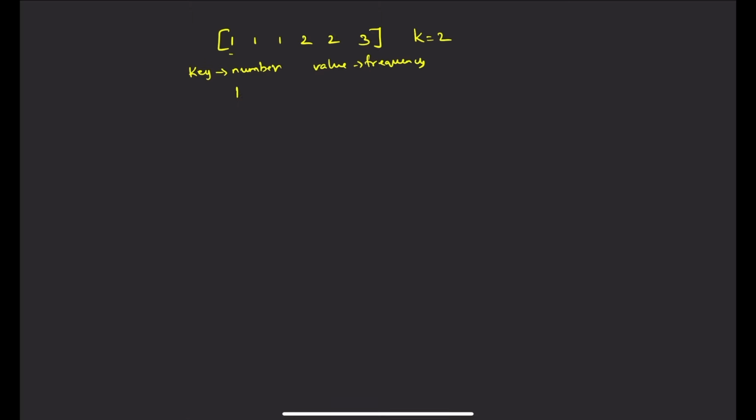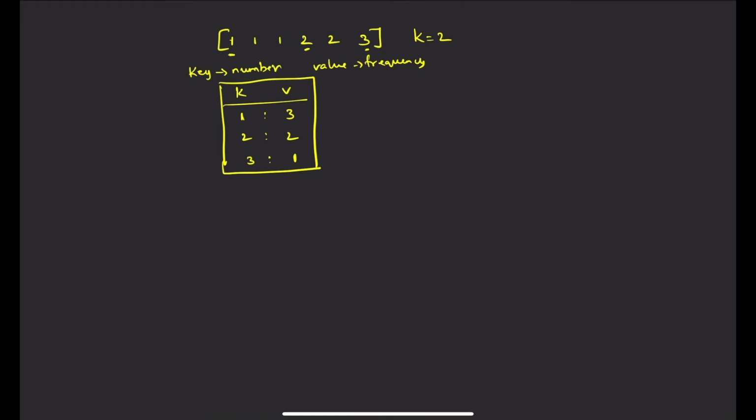So let's say this is your key, this is your value, your number is 1, 1 appears thrice, so you add that to your hash map. Then comes 2, that appears twice, add that to your hash map. Then comes 3, that appears once, add that to your hash map. Now this is your frequency map. But then comes the real question. Now how do I figure out which ones are the most frequent elements here?